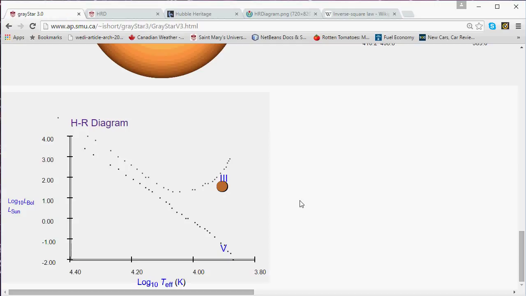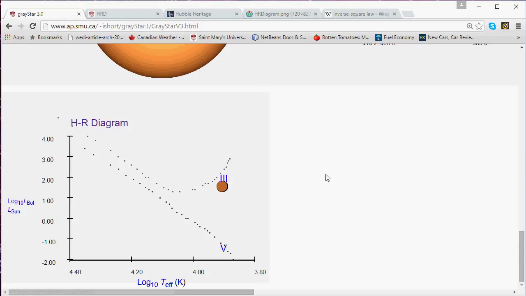Now, the thing is, grayStar 3 will allow students to simulate all kinds of stars with all kinds of combinations of effective temperature and luminosity, including stars that are not in either the luminosity class 5 or the luminosity class 3 groups. That is, stars that are neither dwarfs nor giants, but are somewhere in between or above or below both of these groups. And so those are stars that nature doesn't really make or that are very rare.